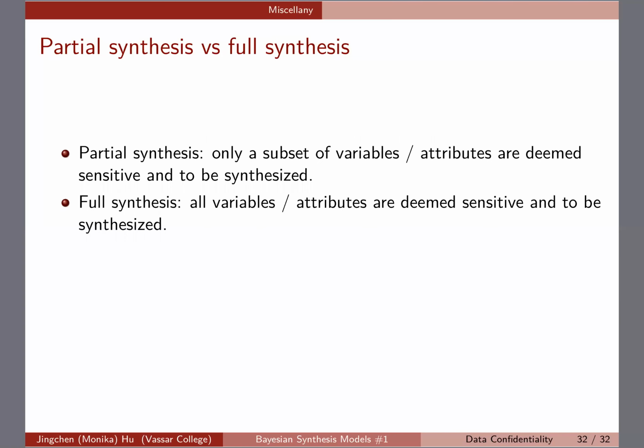And I mentioned this really briefly: there are 2 types of synthesis. One is partial, one is full. With partial synthesis, not every variable is being synthesized. Some of them are considered not sensitive, so they're just unchanged. When we did the log expenditure and log income, it is a partial synthesis. We think log expenditure is not sensitive, so we keep it, but we use it as a predictor to do synthesis for log income. So this is considered a partial synthesis.